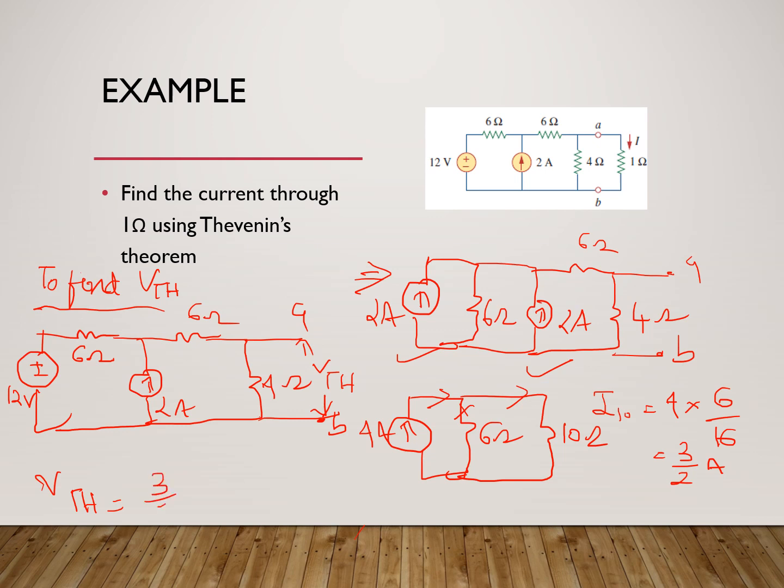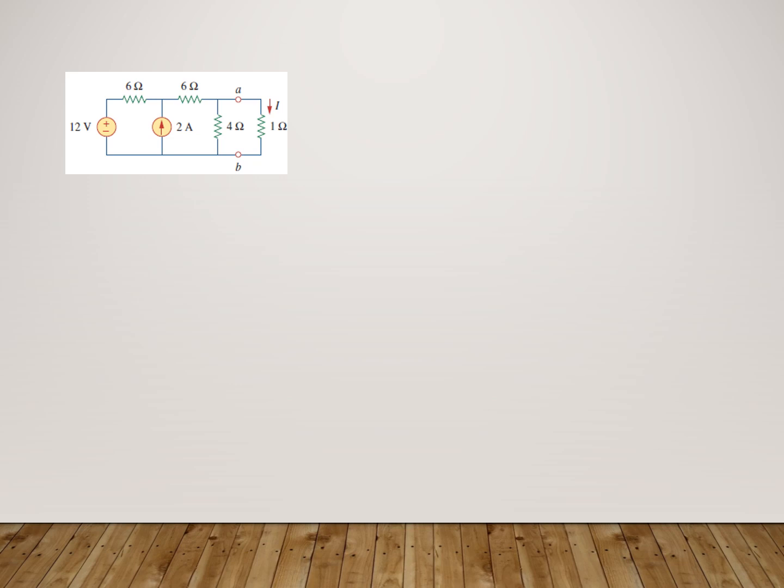So current is 3 by 2 into the resistance, which is 4, which gives you 6 volt. So VTH has been found out as 6 volt. So first step is done. Now we go to the next step where you find out RTH. Okay. So for this, next step is to find out RTH.